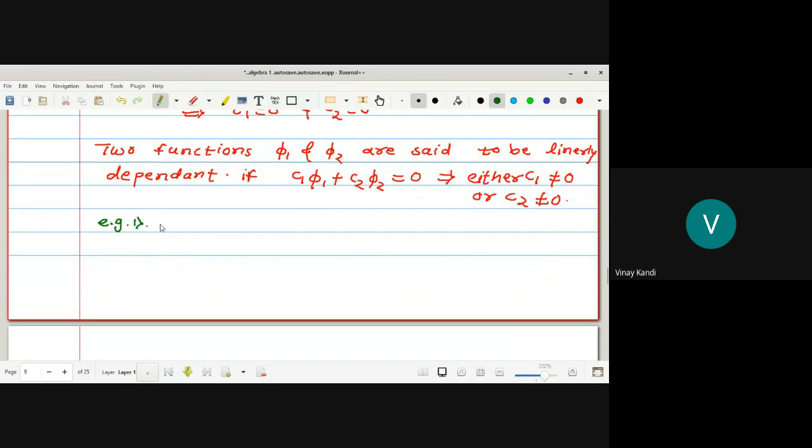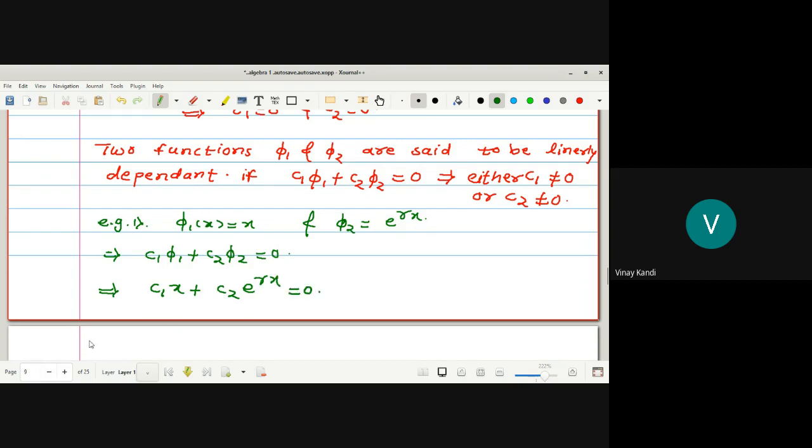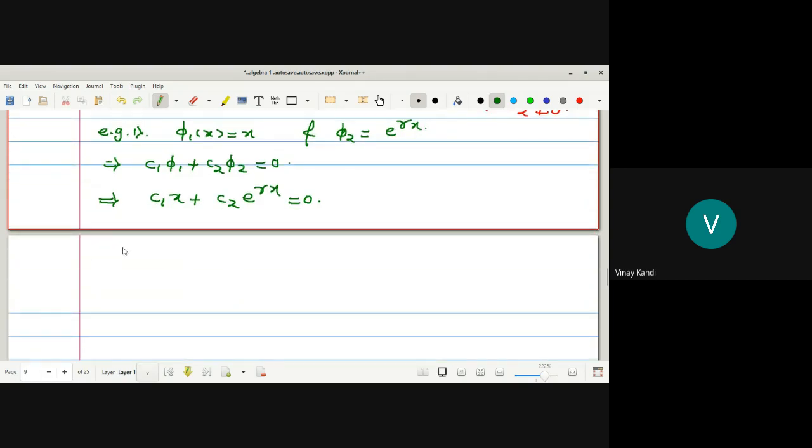For example number 1, look here. Let phi 1 of x is equal to x and phi 2 of x is equal to e raised to rx. Okay, then we have c1 phi 1 plus c2 phi 2 is equal to 0, which implies that c1x plus c2 e raised to rx is equal to 0. Now differentiate this with respect to x. Now why we are going to differentiate, कळेल तुम्हाला. Again differentiate with respect to x, which implies that c1 plus c2 r e raised to rx is equal to 0. Now this is equation number 1 and this is equation number 2.